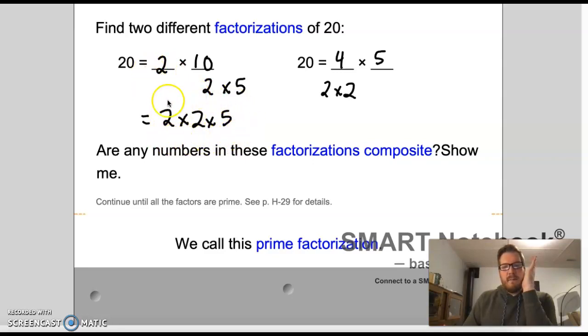This multiplication factorization here, because I'm multiplying prime numbers, is called a prime factorization. This one, again, 2 times 2 times 5, is all prime numbers, all multiplied together: prime factorization.